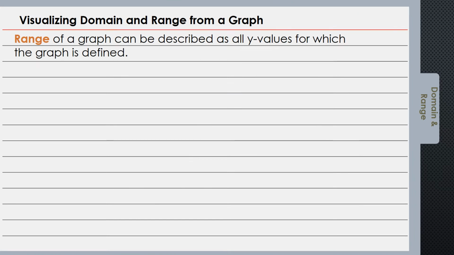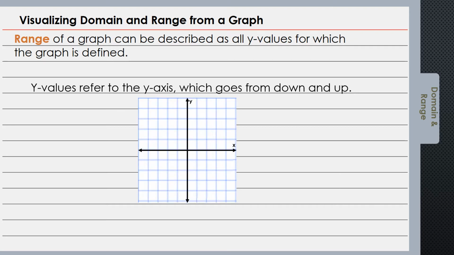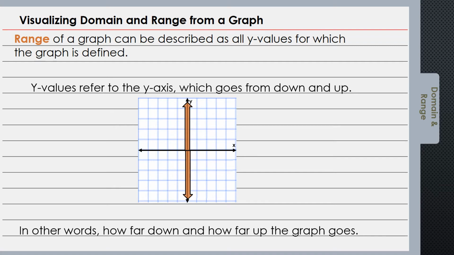Recall, the range of a graph can be described as all y values for which the graph is defined. Y values refer to the y-axis, which goes down and up. In other words, how far down and how far up does the graph go?